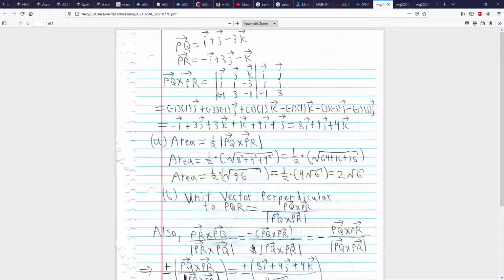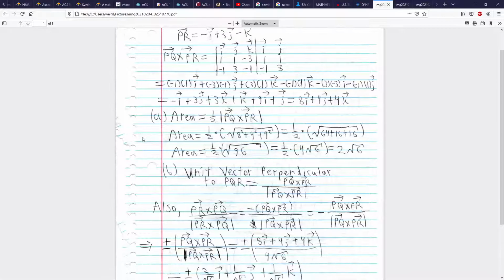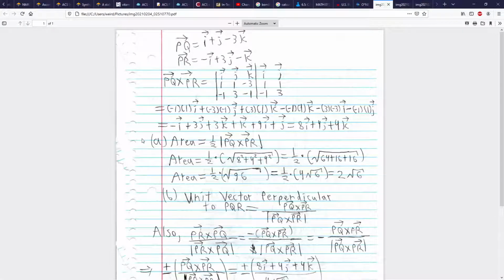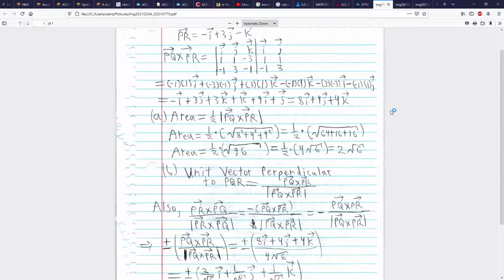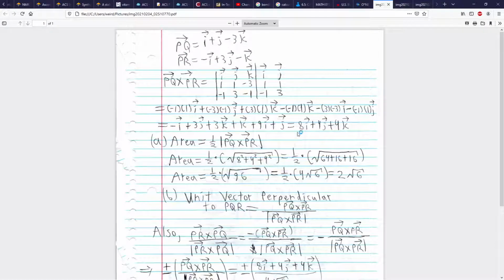PQ cross PR, again, I was trying to cut this part short because it's the same thing, the determinant. You basically do your 3 lines that way, 3 lines that way. At this point, you should try doing this on your own. But now it's time to actually get into the answers, once we get our 8i plus 4j plus 4k.